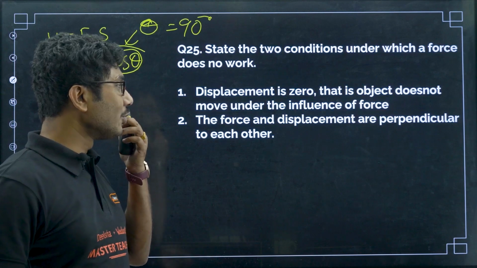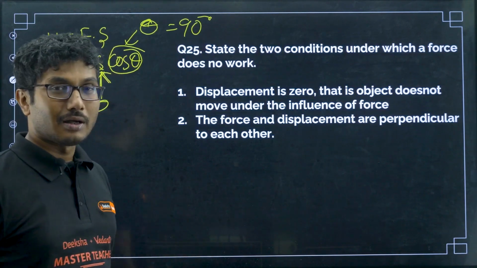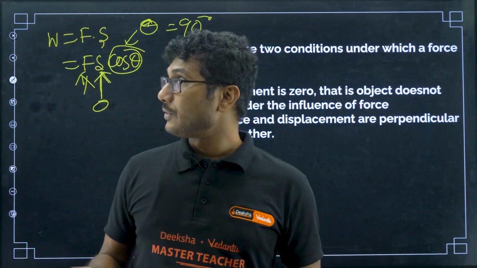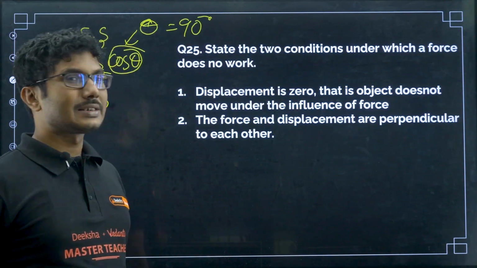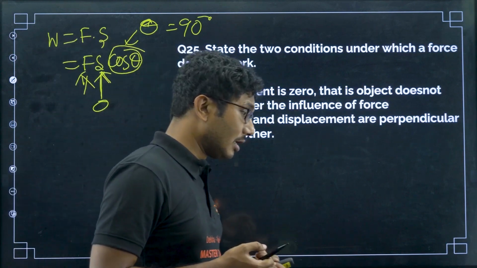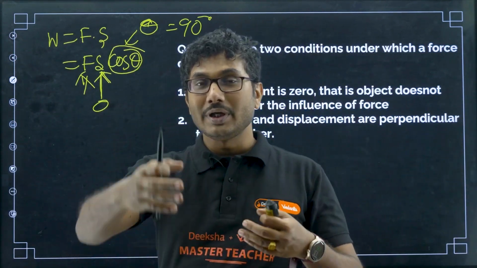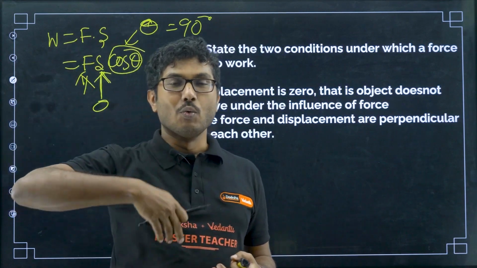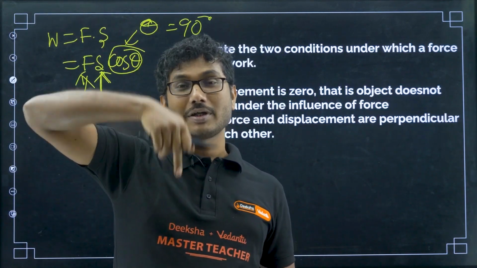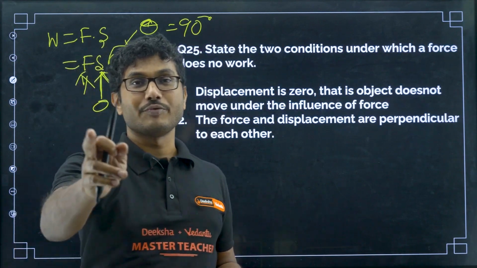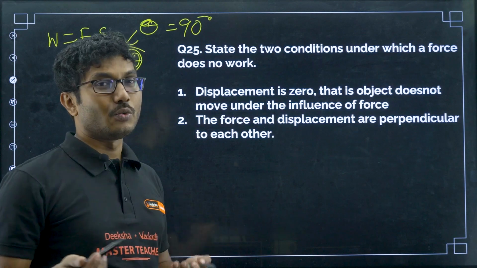Now, next is the force and the displacement are perpendicular to each other. Then cos theta is 0, so work done is 0. There are a lot of examples. One example is a railway coolie carrying a load on his head, moving in the forward direction, whereas the force against which he is doing the work is the gravitational force, which acts downwards. So, they are perpendicular. This is called a no work force.